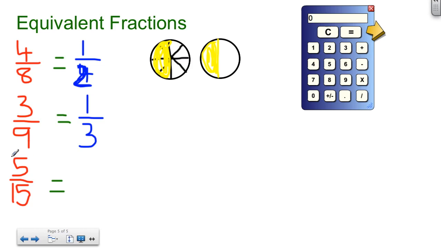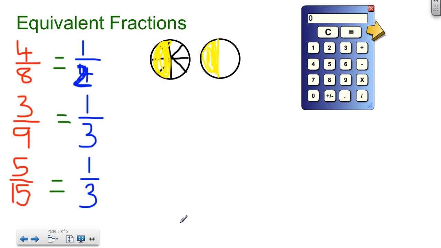On to our last one. When we look at this one, 5 over 15, can 15 be divided by 5? Yes, it can. So we divide 5 by 5 and it gives us 1, and we go 15 divided by 5 and it gives us 3. That answer is also 1/3.